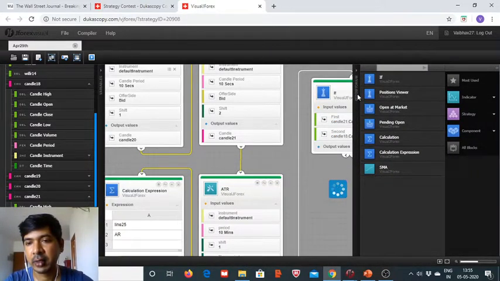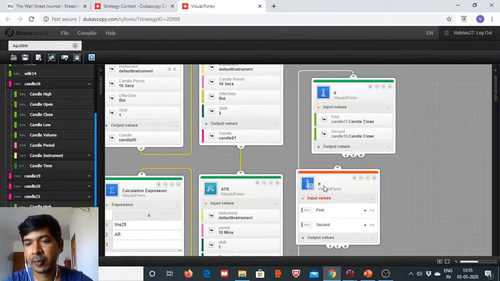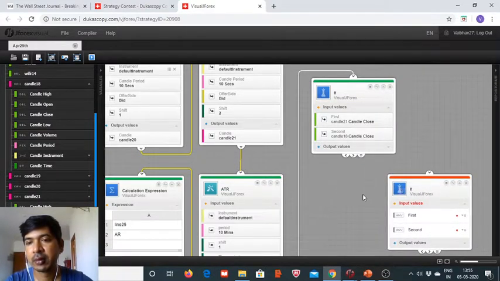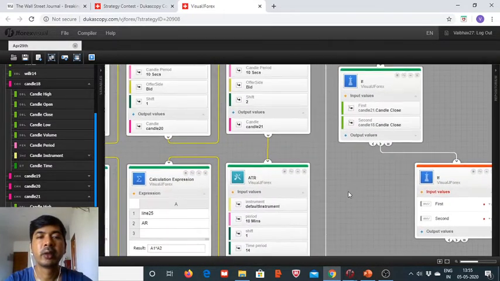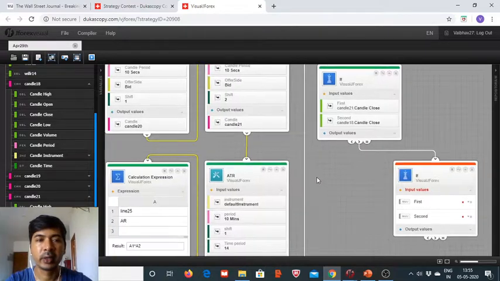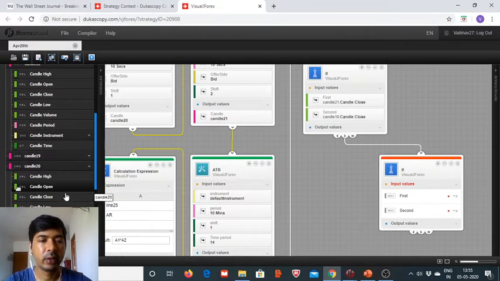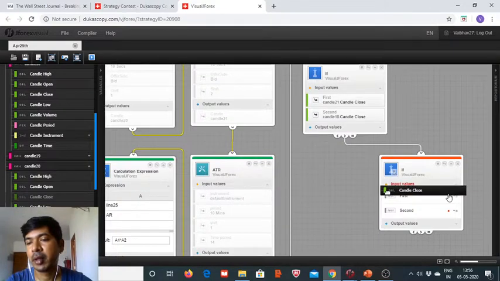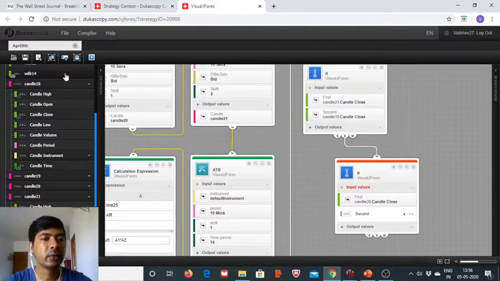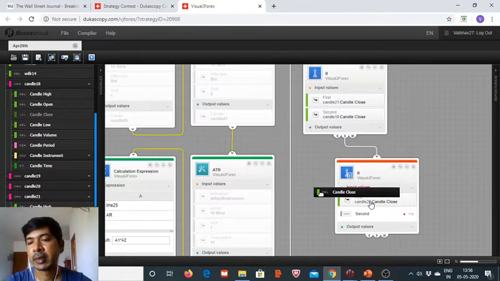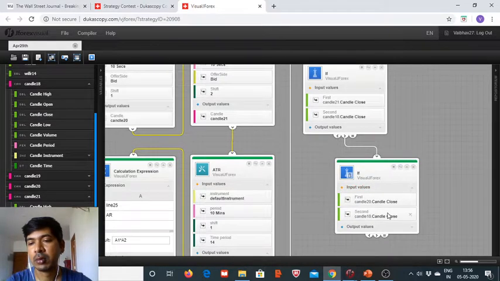So we take this if block, first input less than the second input. We need it to be greater. First input should be greater than the second input, and now only when the value starts to fall below, we take the candle 20's closing level, and then we compare it to again candle 18's closing level. So here we go.